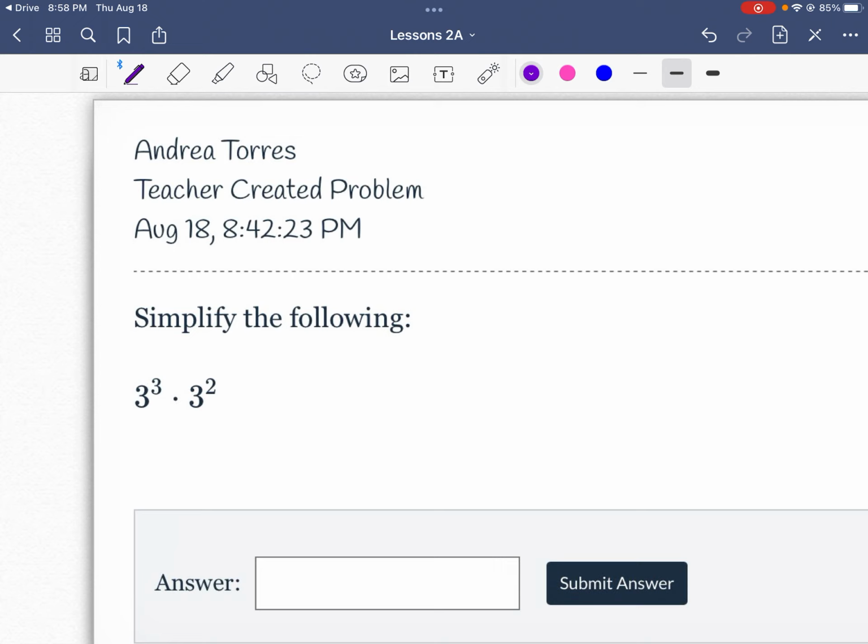So this is an actual Delta Math problem. It says 3 to the 3rd times 3 to the 2nd. Do the bases match? Yes, they do. So I know that this is going to end up being 3. You keep the same base, so keep the base. And then I'm just going to add my exponents. So it's going to be 3 plus 2. So my answer is going to be 3 to the 5th. So here I would put 3 to the 5th.